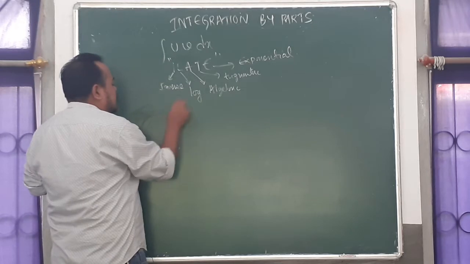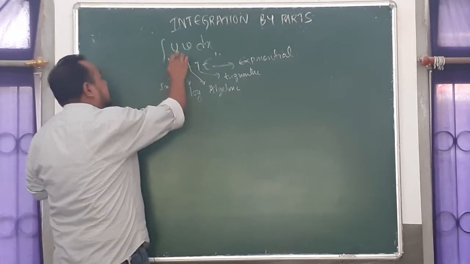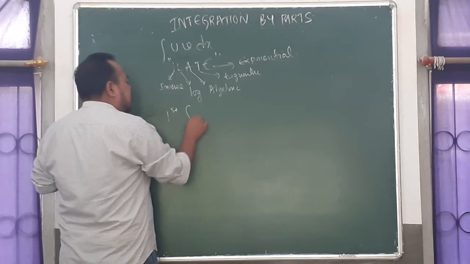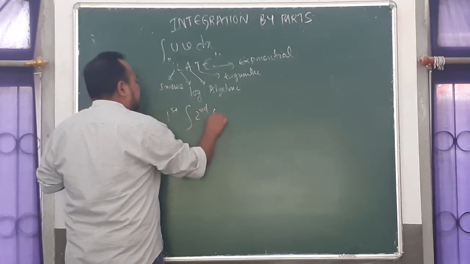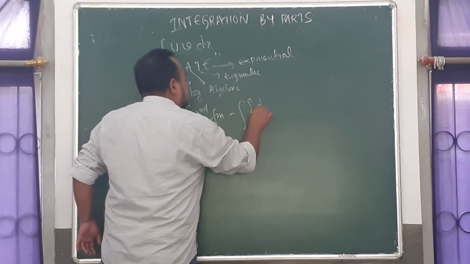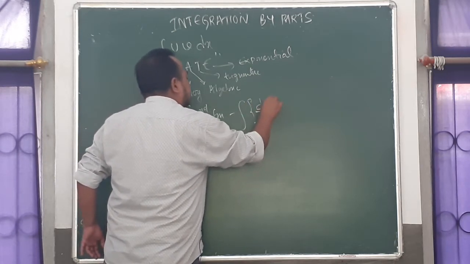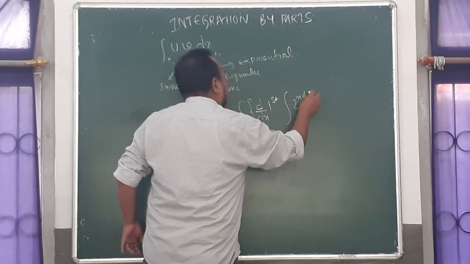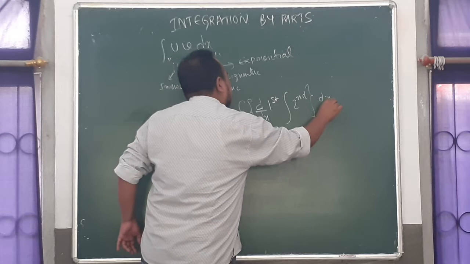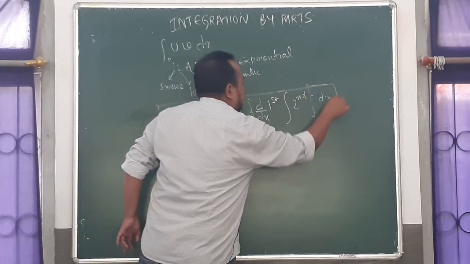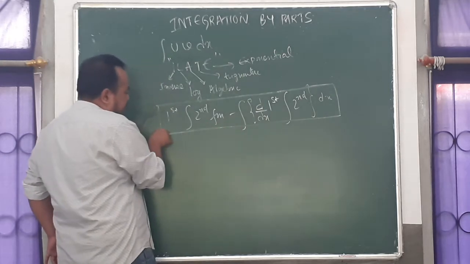The rule is: the first function, let us say this becomes your first function, keep it as it is, integration of the second function, minus integration, curly bracket, differentiation of the first function, and then integration of the second function, close the curly bracket, dx. This formula is called integration by parts.